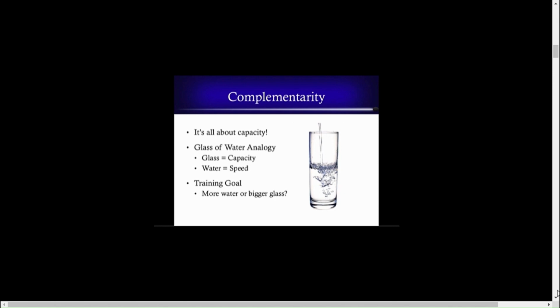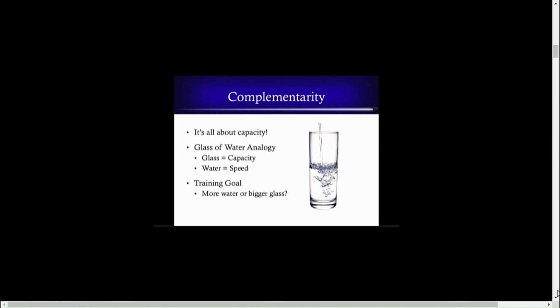I want you to picture a glass half filled with water. Think of a player's overall physical capacity as the glass, and the water in the glass representing his current level of maximum speed. Doing things like running sprints and improving technique will help add water to the glass. In other words, it will help maximize the player's speed within his current capacity.